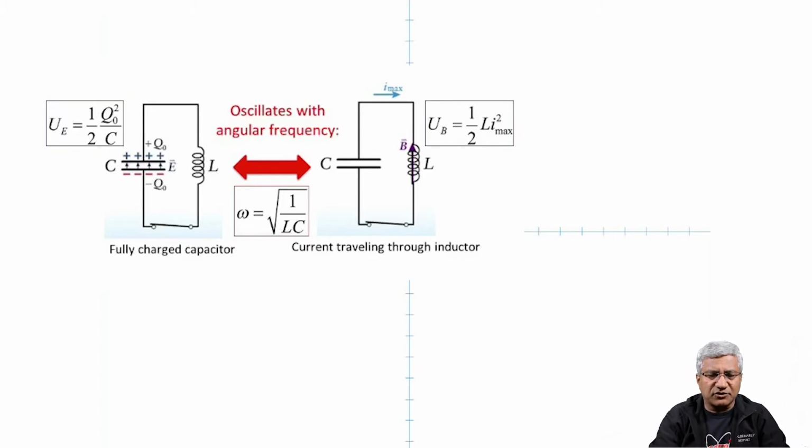And the formula for energy of a capacitor, you see that here, U sub E is 1/2 Q naught squared by C. That's just one of the formulas. And energy of an inductor is 1/2 L I max squared. I max is the maximum current through that. So that's something you have to remember. And the angular frequency, omega, is square root 1 by LC, which will give us back the same formula as before. F would be 1 by 2 pi square root LC. So that's an oscillator circuit where the energy oscillates between electric and magnetic.